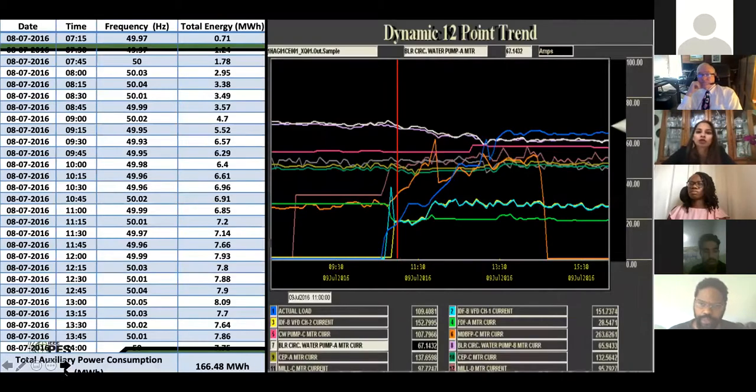And this is for unit 2. This is a trend basically taken on a screenshot, which indicates the actual load when the unit is coming back, and all the parameters of the mill, FD fan, CW pump, that are not needed. They have to be run to maintain the parameters of a non-operating unit, you can say.